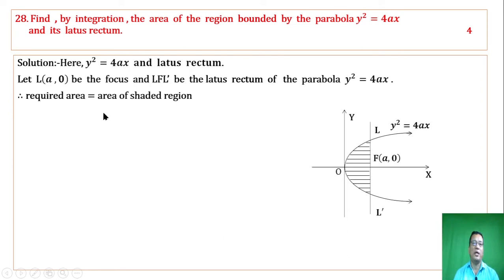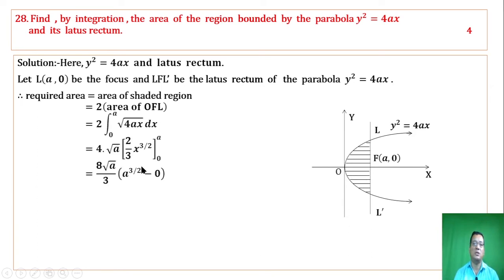So the required area of the shaded region is equal to 2 times the area of OFL, which is the integral of root over 4x dx between 0 to a, whose value is this. And after evaluating, we get 8 by 3 a square units.